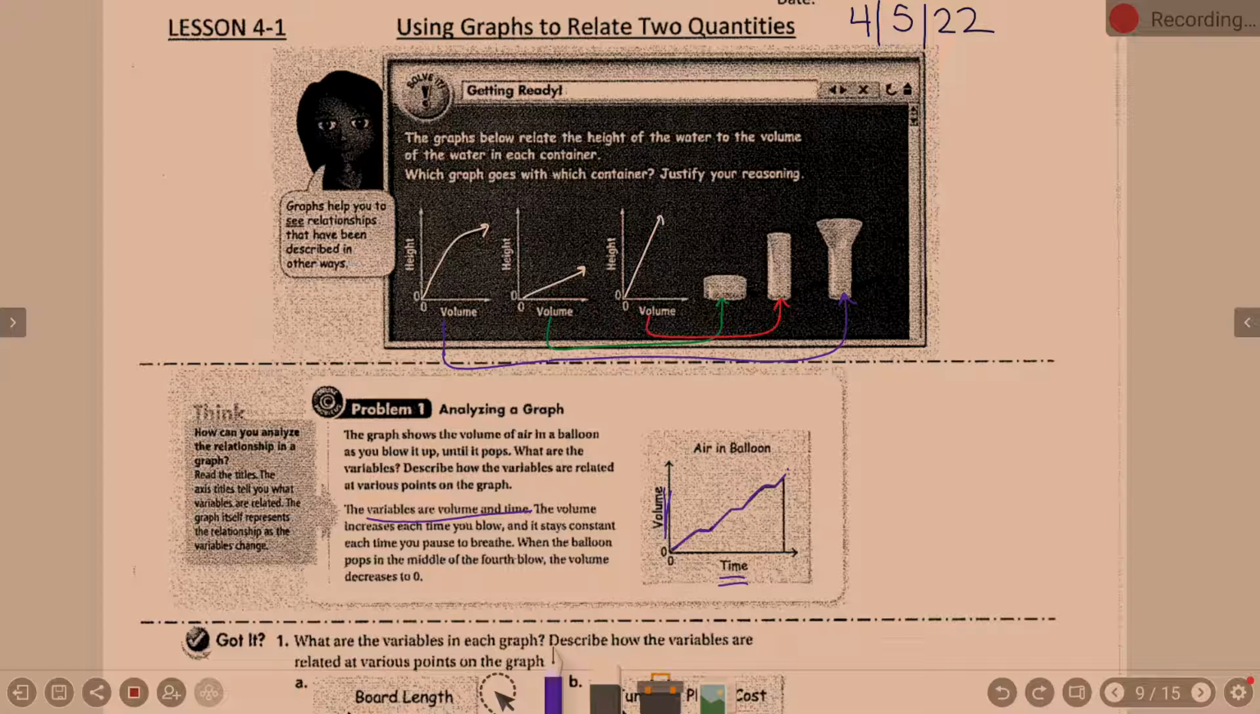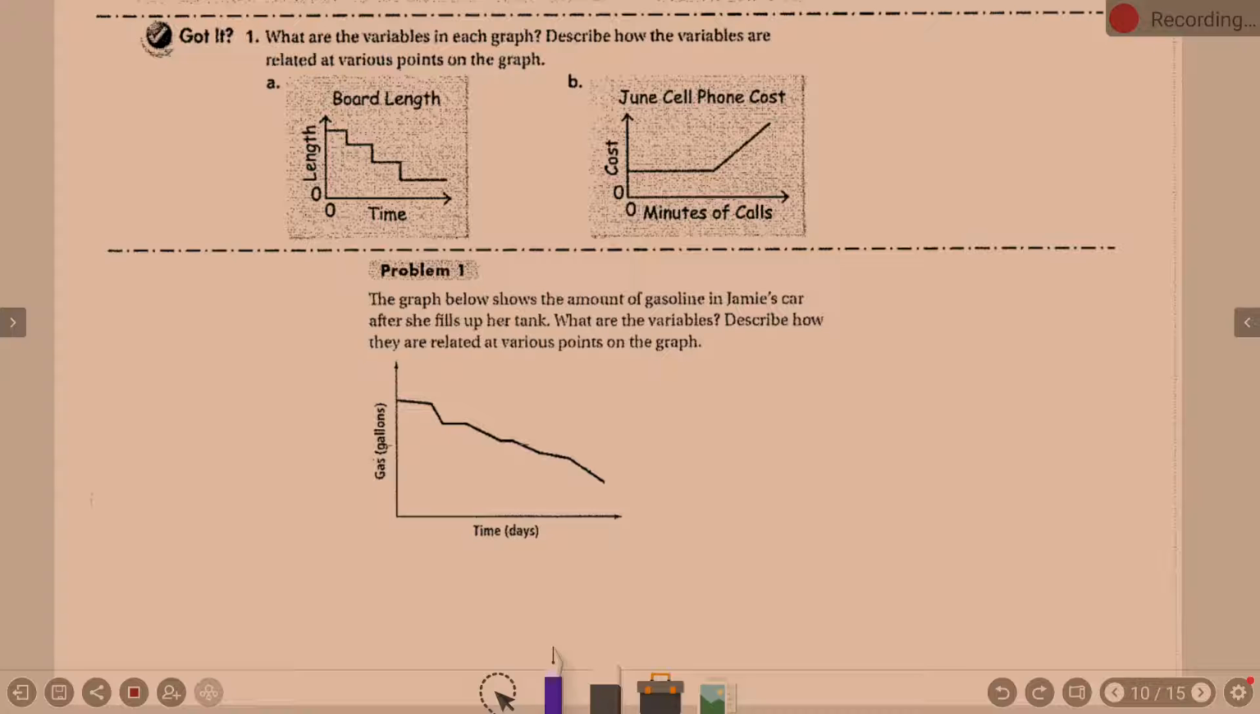The volume increases each time you blow, stays constant each time you pause to breathe, and when the balloon pops in the middle of the fourth breath, the volume decreases to 0. Okay? Those are the kind of connections we need to be able to make with these graphs today. Okay, let's go to the next one, where I think we have to actually figure it out.